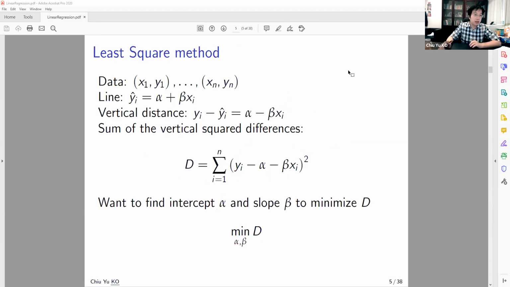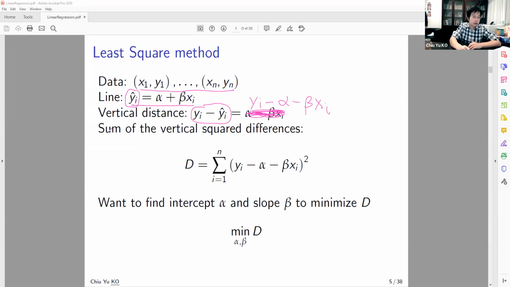I add this slide to recap, but it is no different from what you have already seen. Oh, it should be yi minus alpha minus beta xi. So this is the data here, and this is the line we try to fit, the model. Alpha plus beta xi is the yi hat. Y hat comes from the model. So the vertical distance is yi minus y hat, that is yi minus alpha minus beta xi.